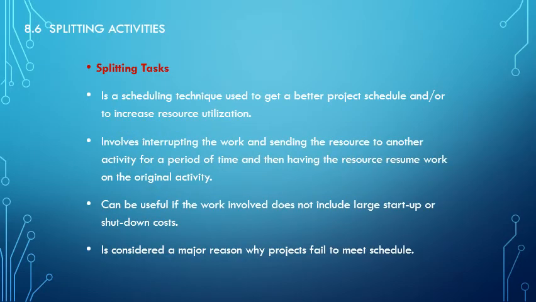Splitting activities, it's the scheduling technique used to get a better project schedule and/or increase resource utilization. It involves interrupting the work and sending the resources to another activity for a period of time and then having them resume. It can be useful if the work involved does not include large startup or shutdown costs, and it's considered a major reason why projects fail to meet schedule. So when we do these split outs, it's oftentimes difficult to get us back up and running at the same rate we were before we split off the activity.